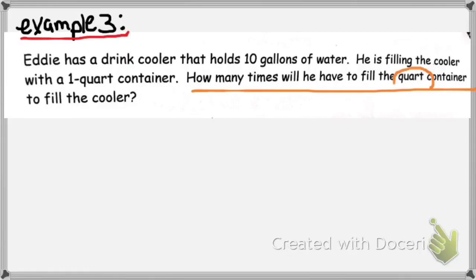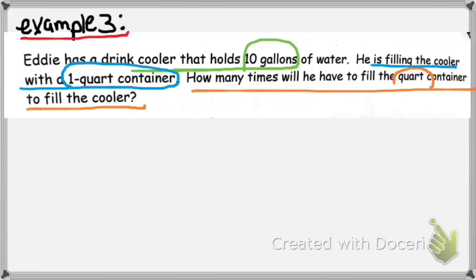Question: how many times will he have to fill the quart container to fill the cooler? What do we know? We know that he has a cooler that holds 10 gallons of water, and we know that he's filling the cooler with 1 quart containers. Really what I'm looking for here is how many quarts are in 10 gallons. So I'm going to write down that question: 10 gallons, my known item first, equals blank, because I don't know how many quarts.